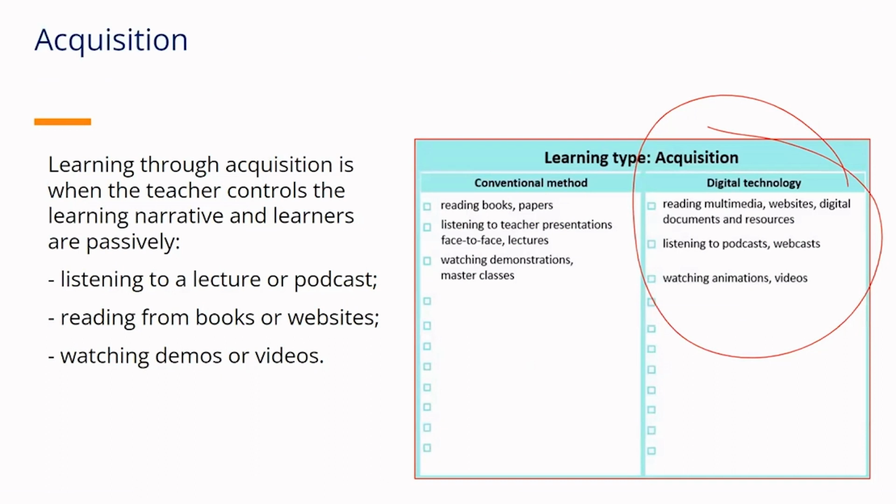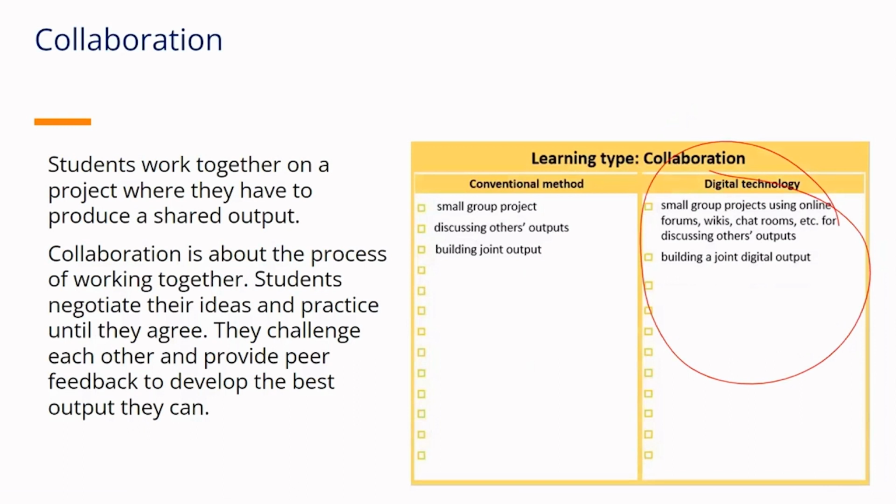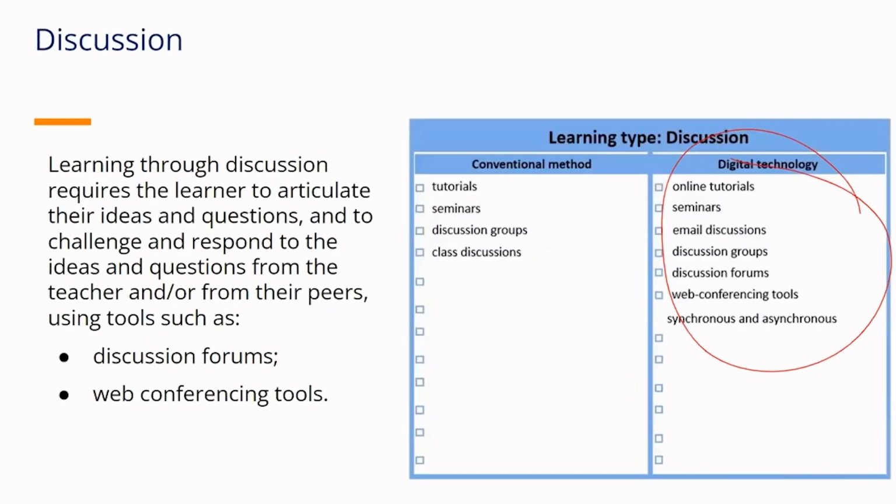Learning through acquisition is when the teacher controls the learning narrative and learners are passively listening to lectures and podcasts, reading from books or websites, and watching demos or videos. Collaboration is when students work together on a project where they have to produce a shared output. Collaboration is about the process of working together. Students negotiate their ideas and practice until they agree. They challenge each other and provide clear feedback to develop the best output they can.